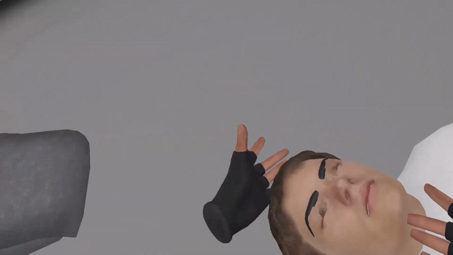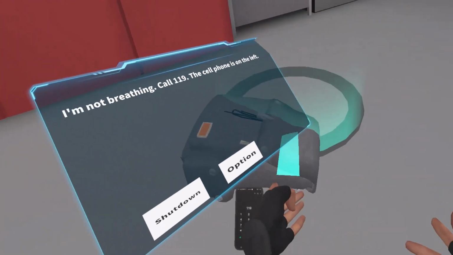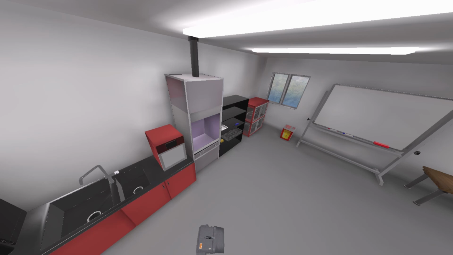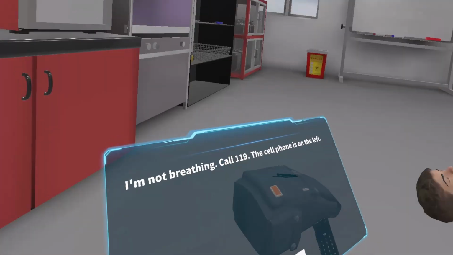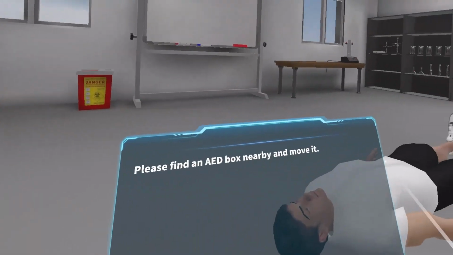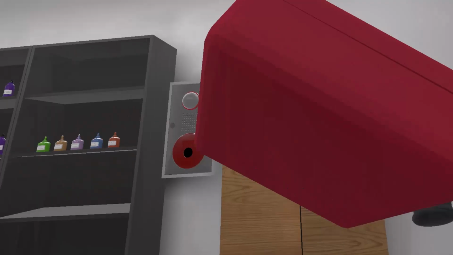I'm not breathing. Call 119. The cell phone is on the left. Press the 109. Please find an AED box nearby and move it. Please bring the box near the fallen person.